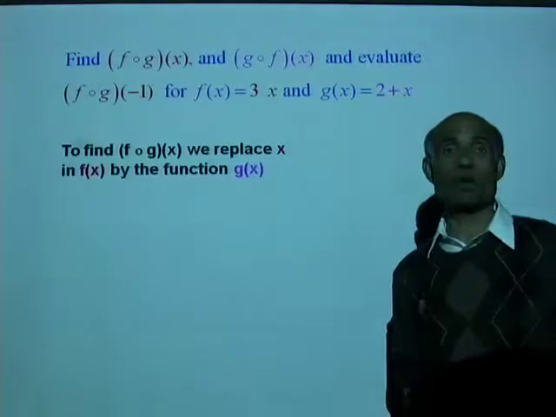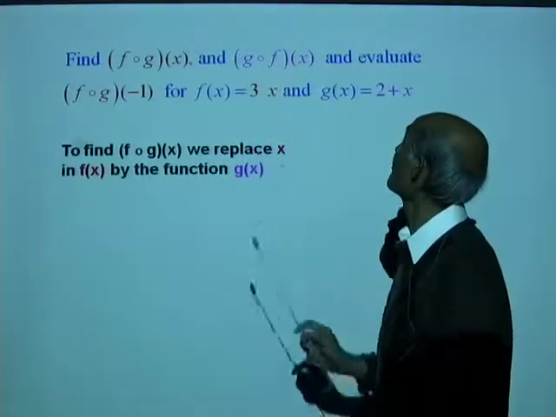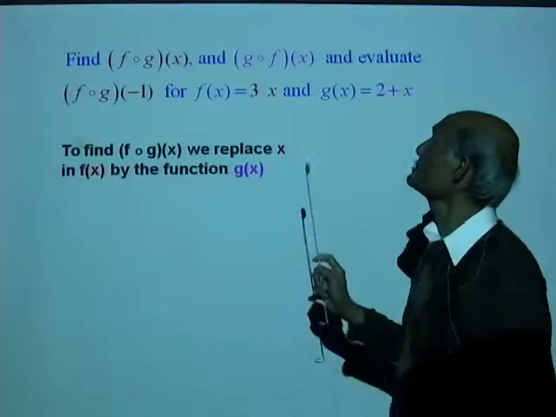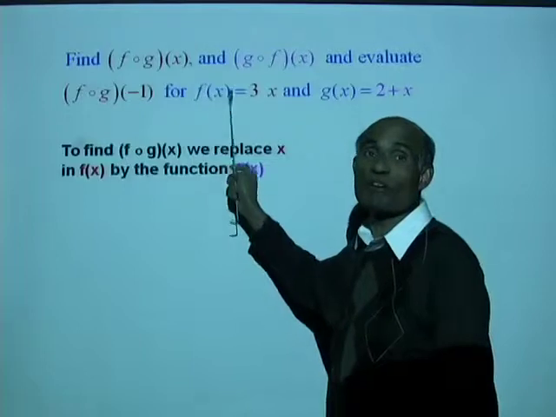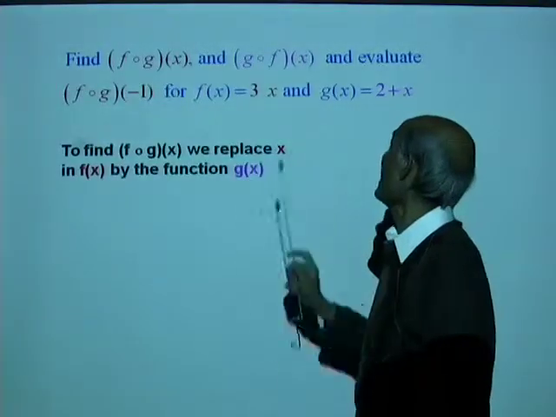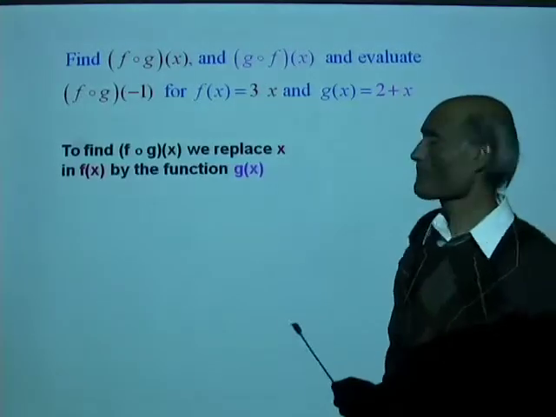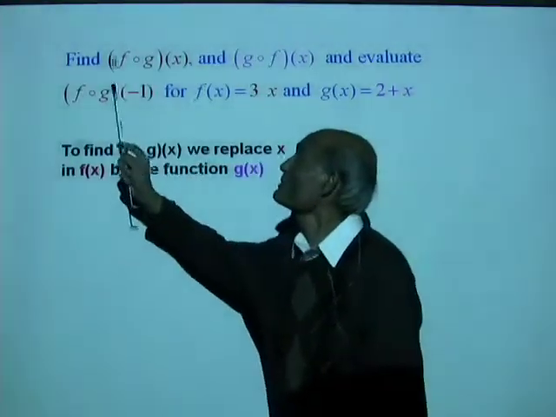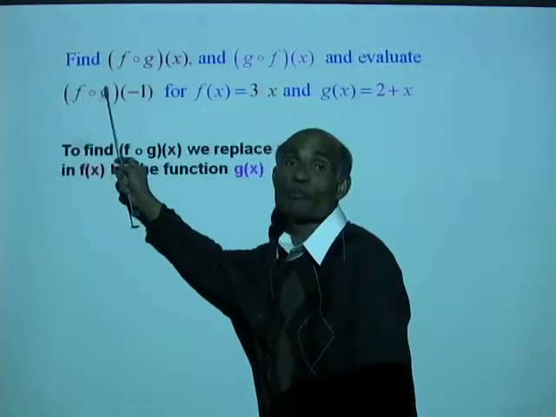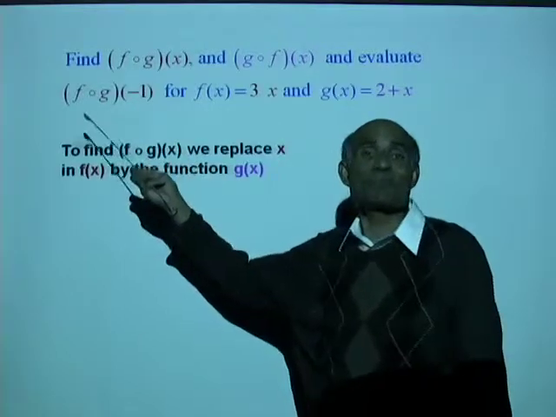We have another problem. Find f of g of x and g of f of x, and evaluate f of g of negative 1 for f of x equal to 3x and g of x equal to 2 plus x. Well, that's a very simple process, is that right? All we need to do is find f of g of x and then replace that x by negative 1.